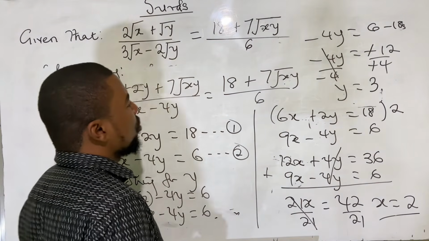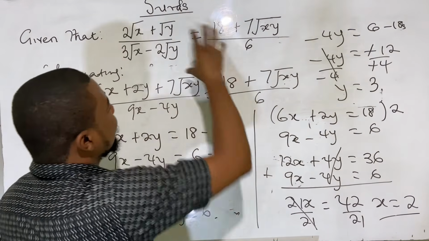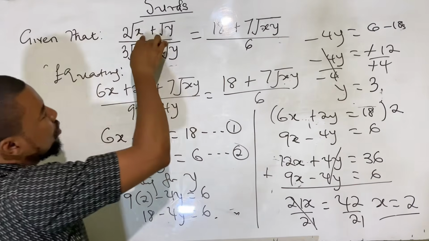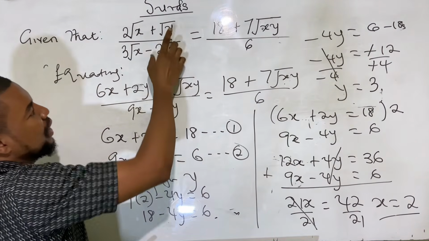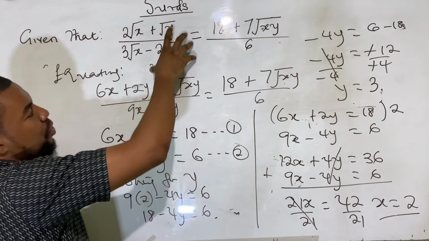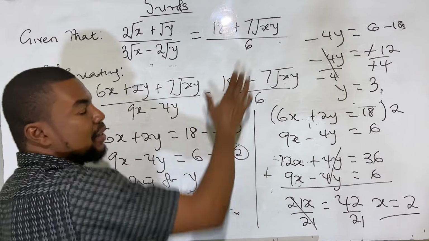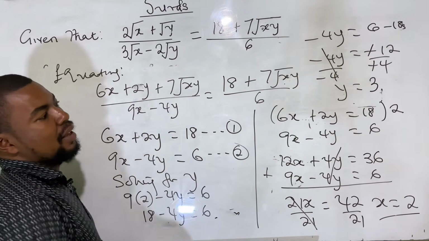To verify your solution, you can simply substitute the values of x and y into the original equation. Whenever you see x, you put a 2, and whenever you see y, you put a 3. When you put these values in and rationalize, you will see that the left-hand side is equal to the right-hand side, and that simply means that truly x is equal to 2 and y equals 3.